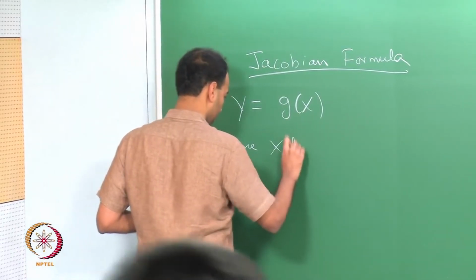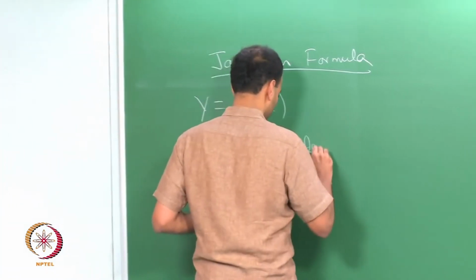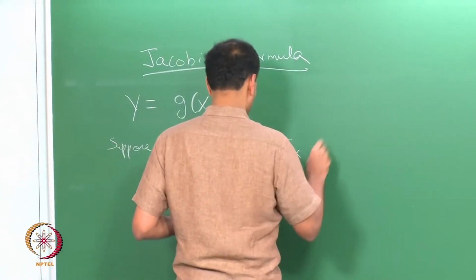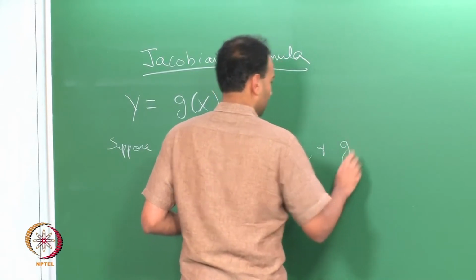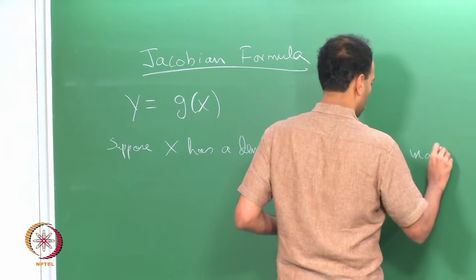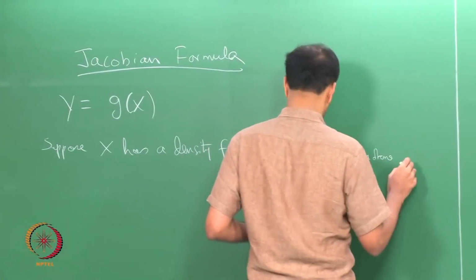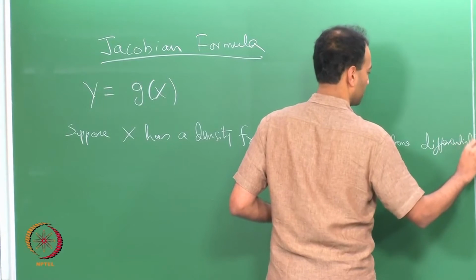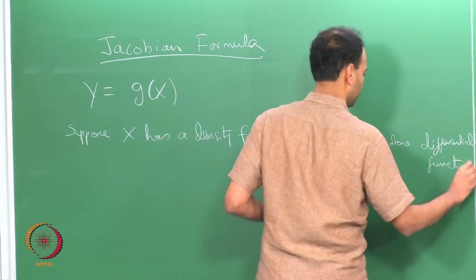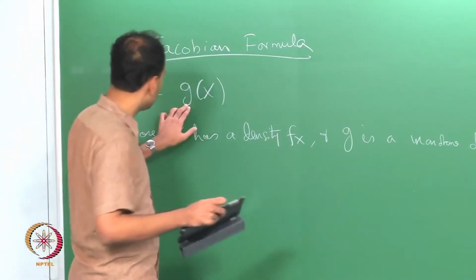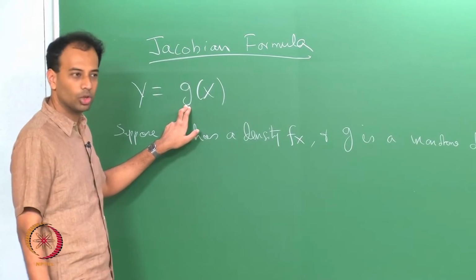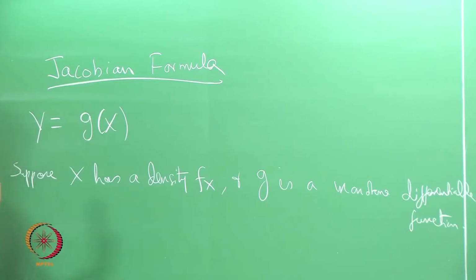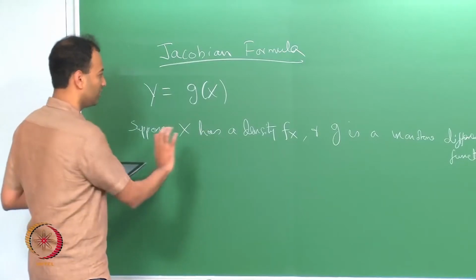Suppose x has a density f x and g is a monotone differentiable function. So g is differentiable and g is monotone increasing or monotone decreasing, okay, and x has a density. So this is a very special case, okay, this is by no means applicable for any other circumstances. So in this case you can get an explicit formula.